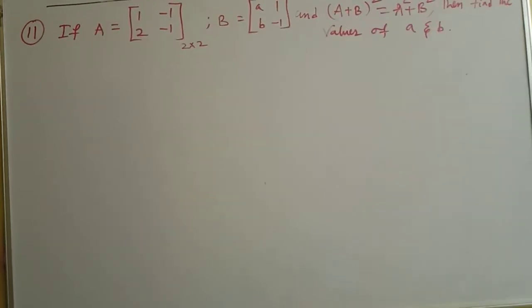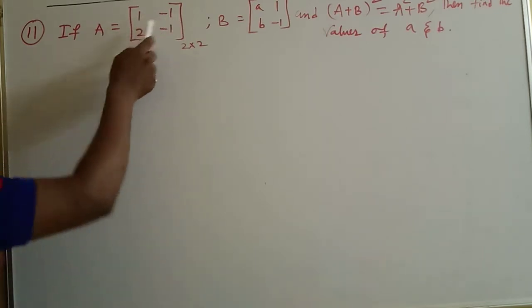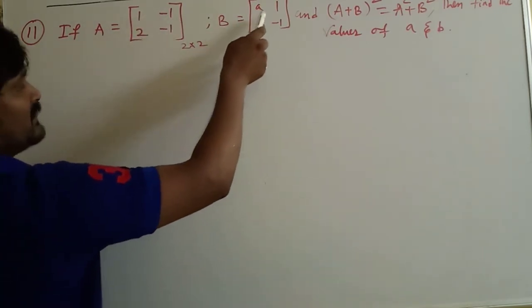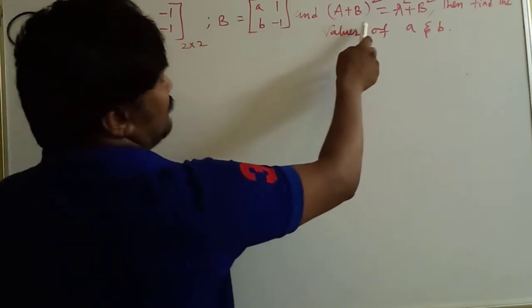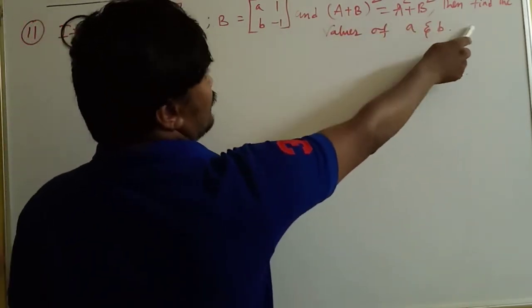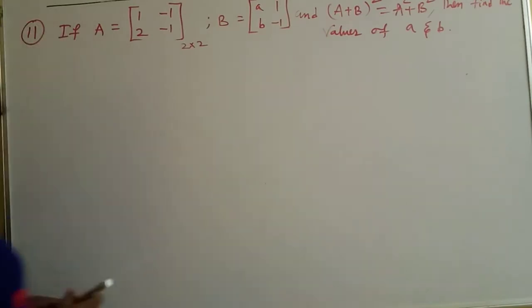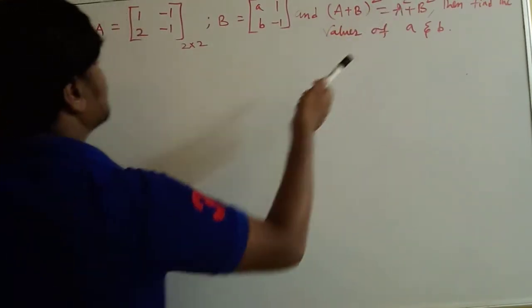Alright, let's move on to the 11th. If A is equal to the 2 by 2 matrix [1, -1; 2, -1], B is equal to [a, 1; b, -1], and (A plus B) whole square is equal to A² plus B², then find the values of a and b. So first find (A plus B) whole square, then find A² plus B².